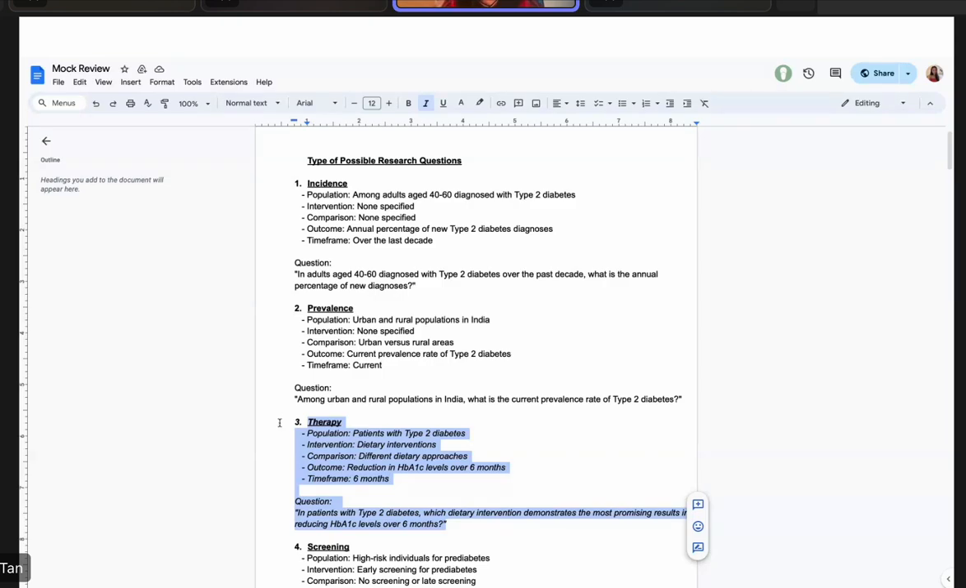And so they can change guidelines and doctors would know, oh, this drug is better, so I want to give my patient this drug because it's been proven in this review, which is what the guideline is based on, that this drug is better. And that's why therapy is more commonly used.